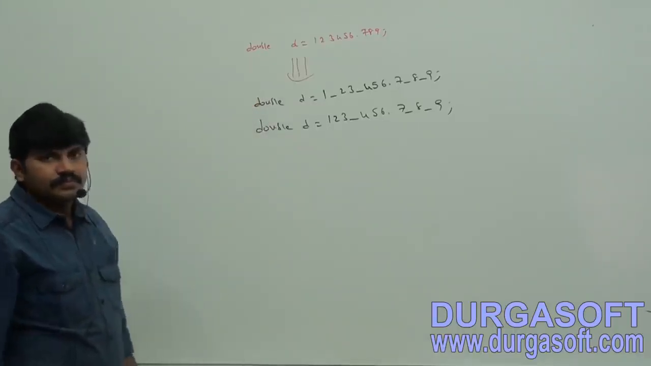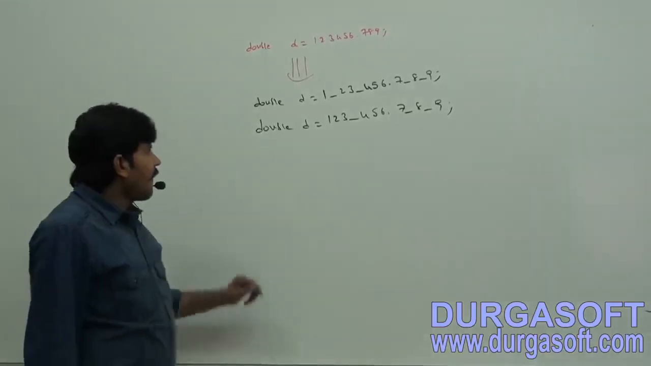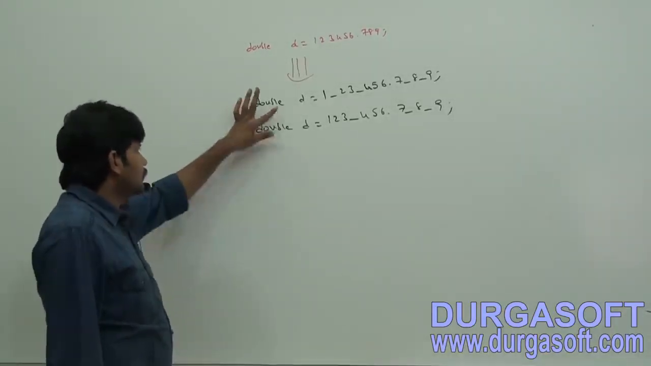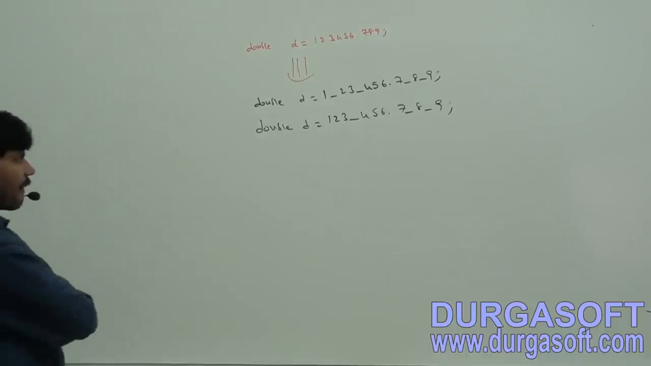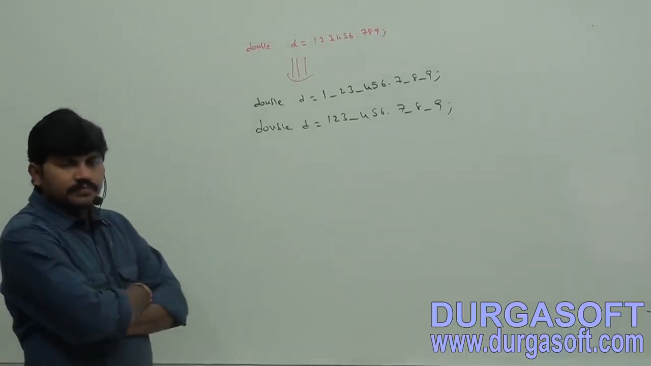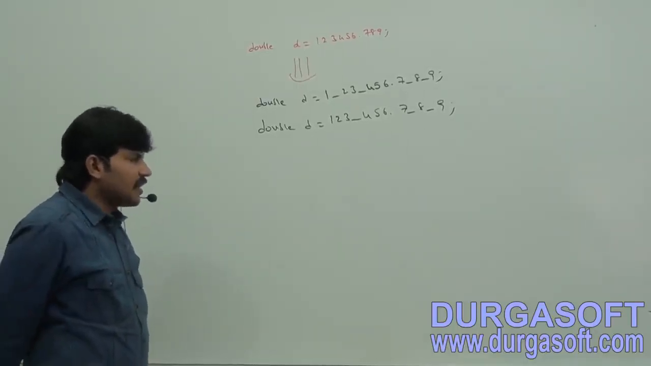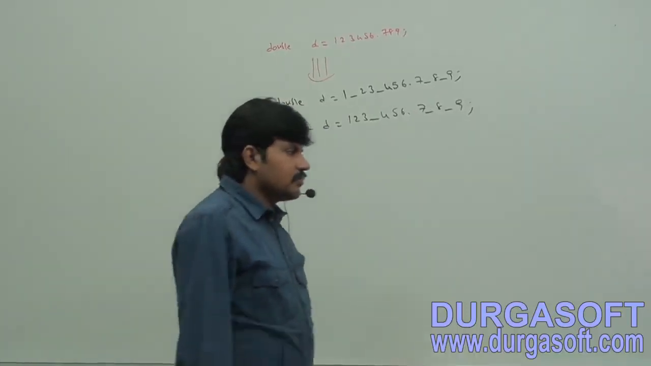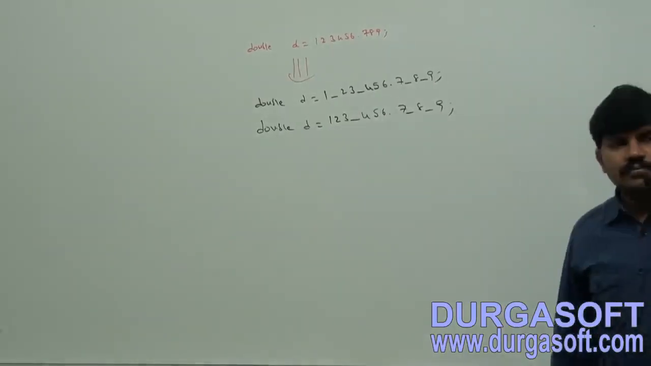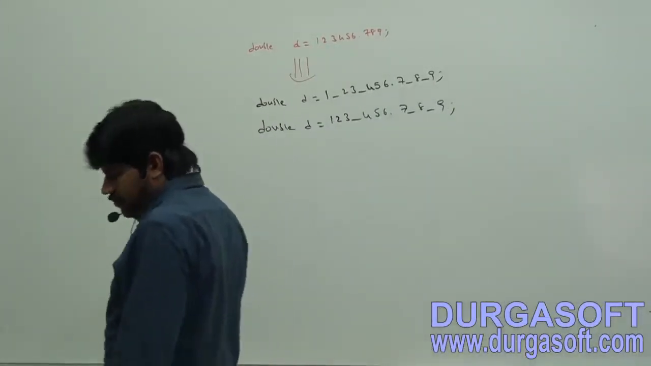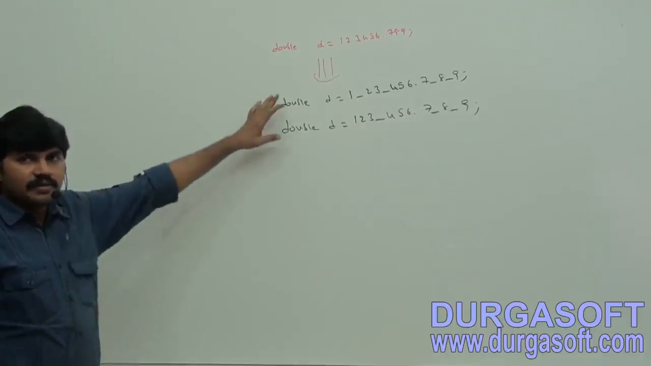Example, take double d is equal to 123456.789. How can we write it? 123456.789. Double d is equal to 123456.789. Double d completed, right?